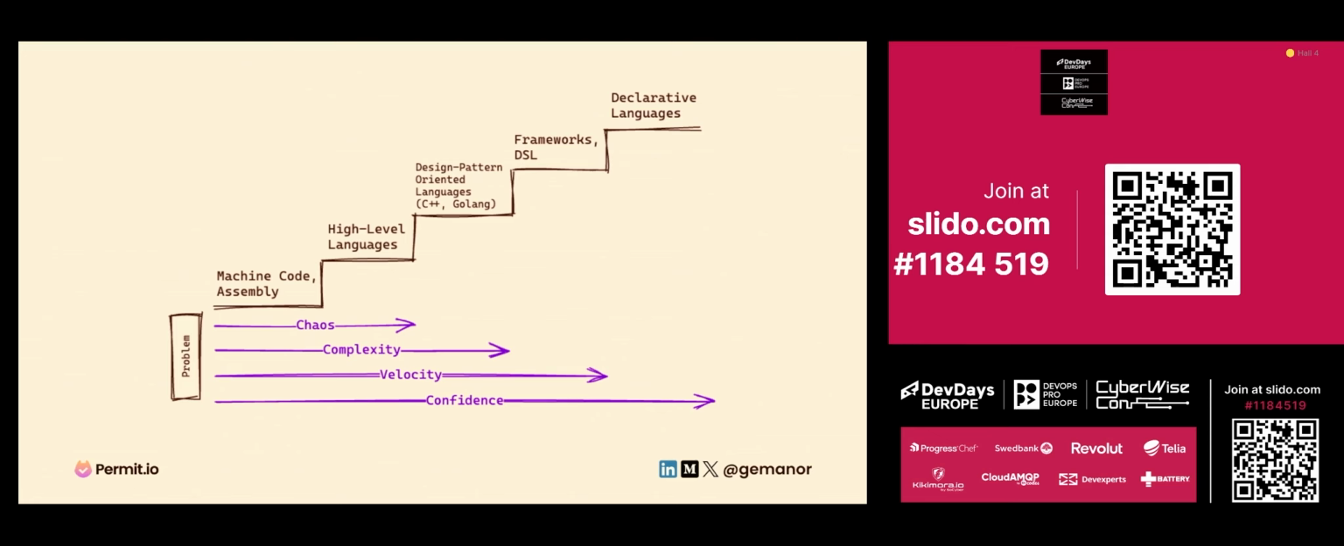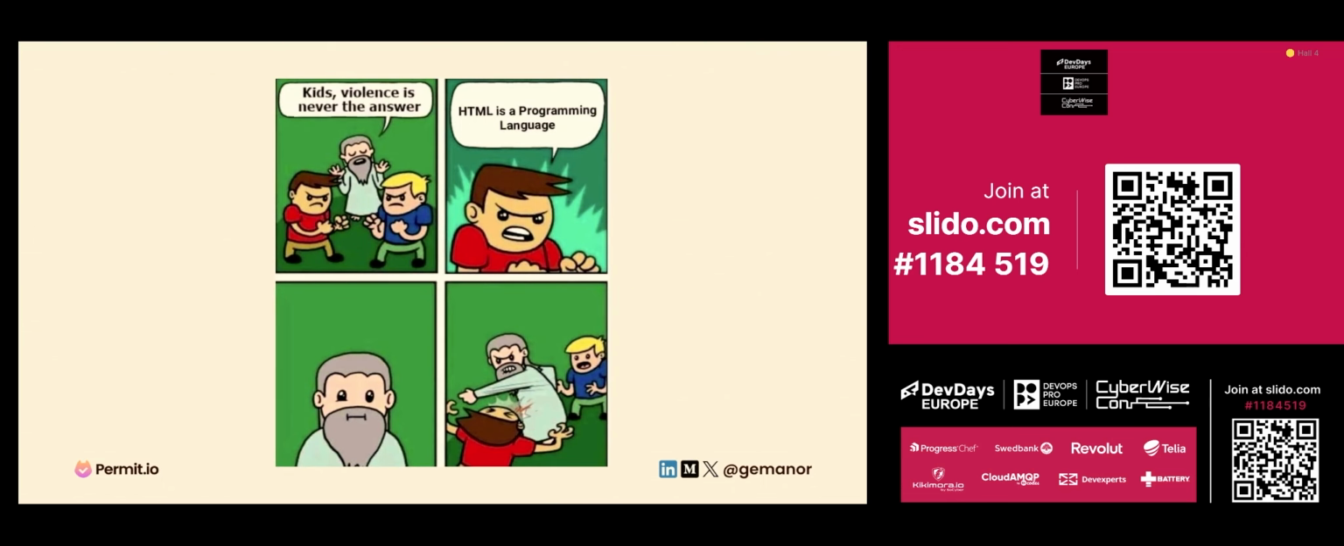And then domain-specific declarative languages started to come. Some of the hardest problems in computer science today are solved with domain-specific programming languages. The main example is HTML. Now I know it's not a programming language, yet it solves a very hard problem.